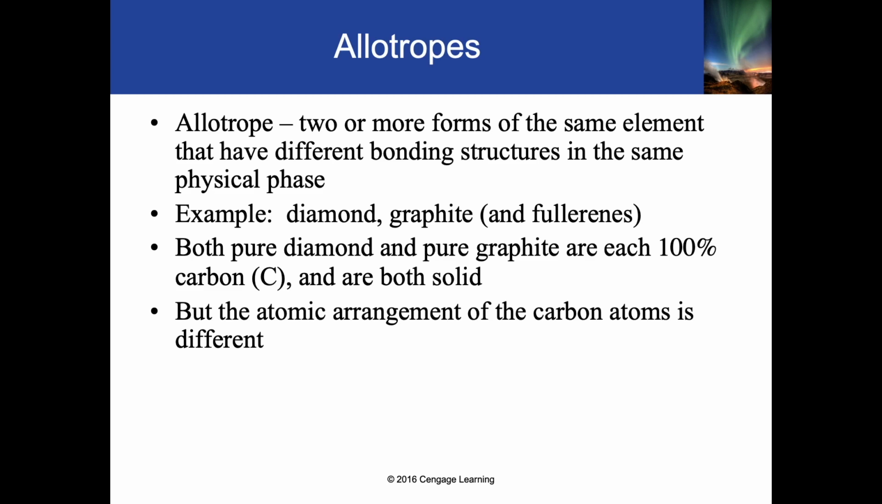Okay, so then there's these things called allotropes. Two or more forms of the same element that have different bonding structures in the same physical phase. For example, diamonds and graphite are all made of carbon, right? Diamonds are made of carbon. Have you ever watched the original Superman where he took some charcoal and he squished it in his hand and it became diamonds? I think that was the original Superman movie.